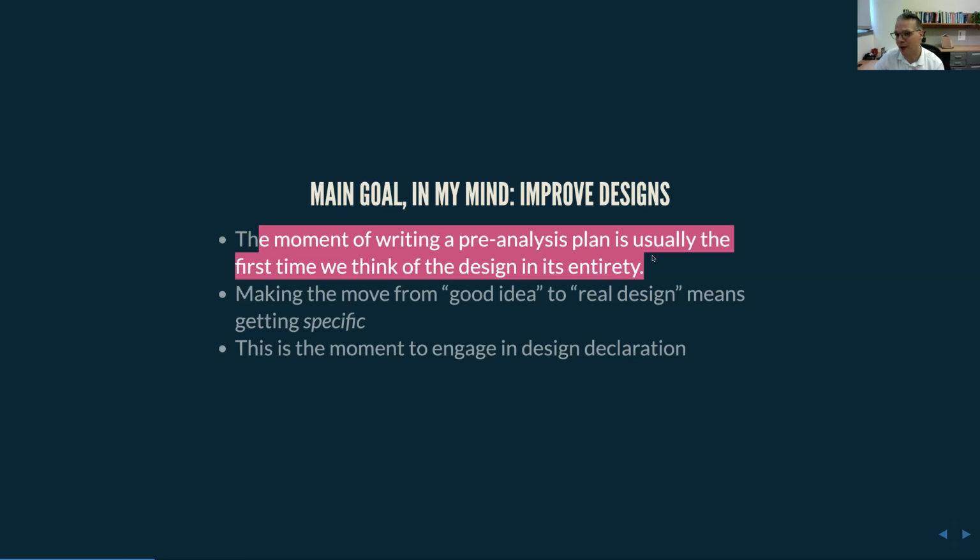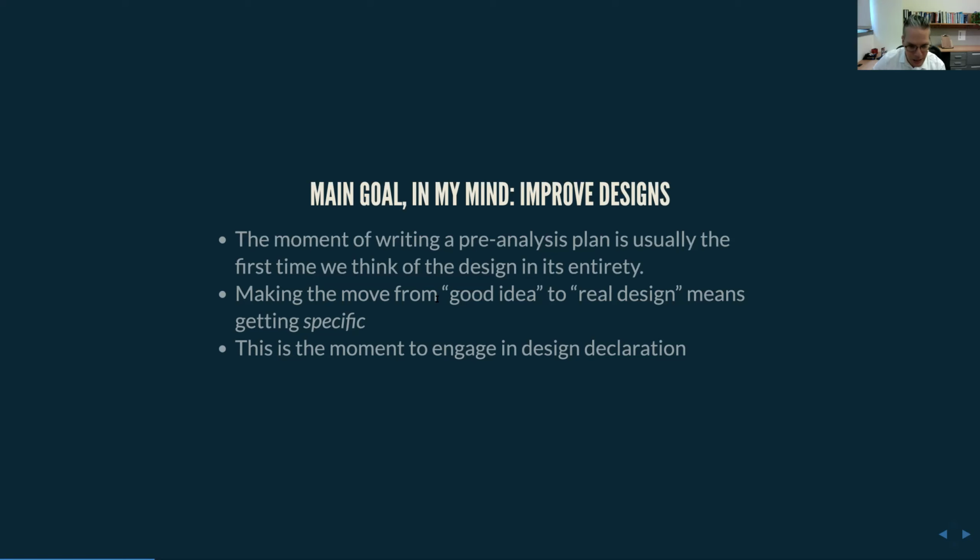Maybe you've shopped it around. You've had to write the IRB application, which describes some design details. IRB applications do not require a full design declaration. They require some little bits of it, and along the way, when you're writing that, you learn about your design a little bit. So I want people to take the pre-analysis plan writing step as an opportunity to move from good idea to real design.